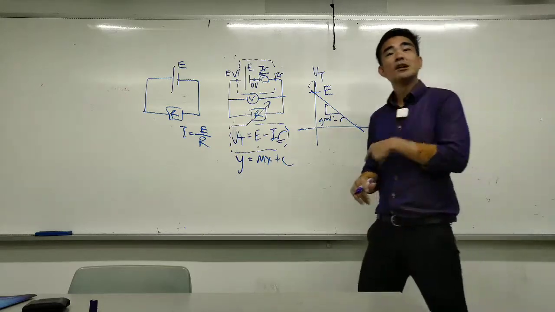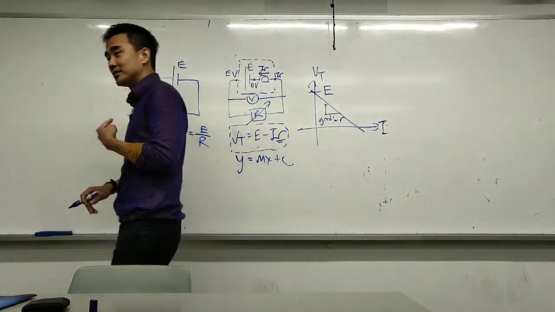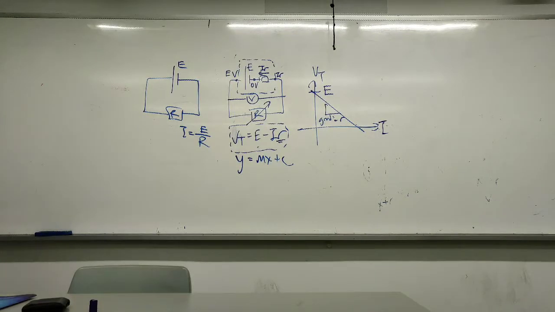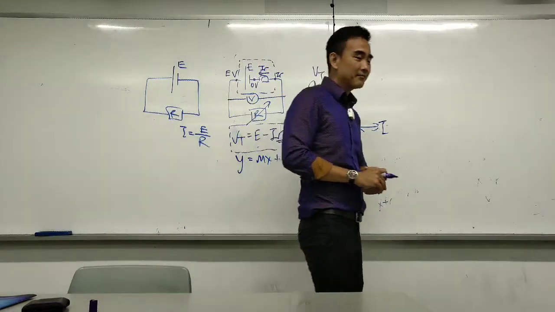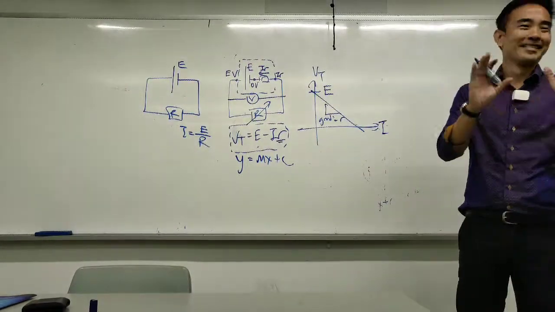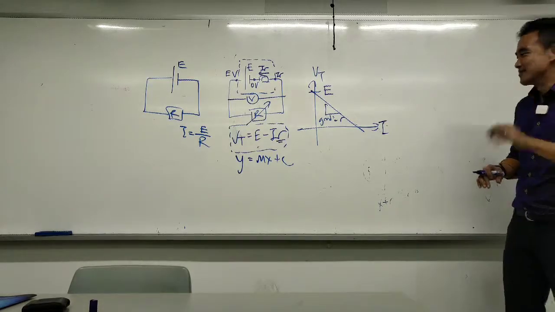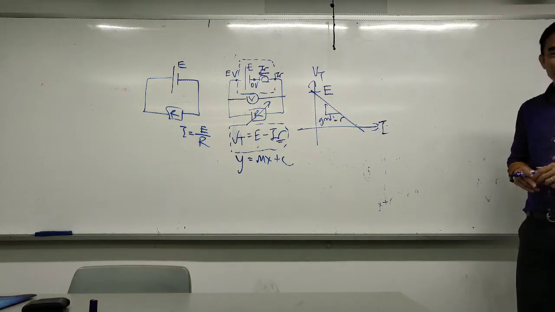Excellent. So this is how we find the internal resistance of the battery, and this is how we find the EMF of the battery. Okay? This is the experimental method you use to find the EMF and the internal resistance. Please, this is a little bit simple.